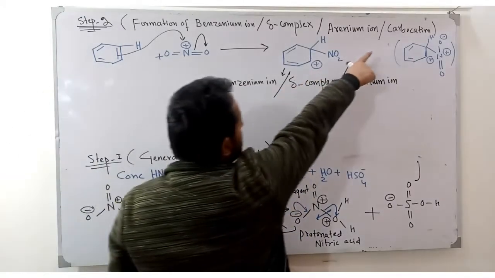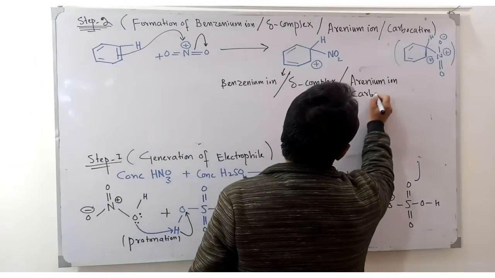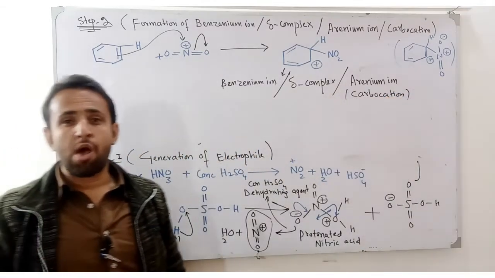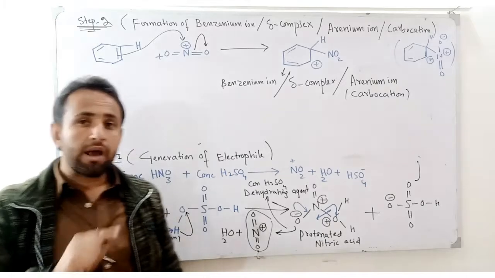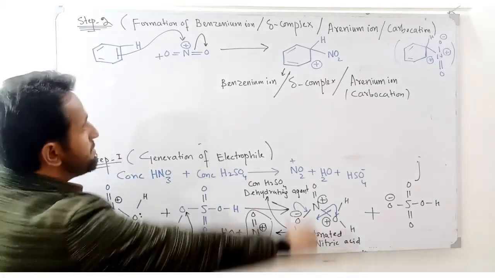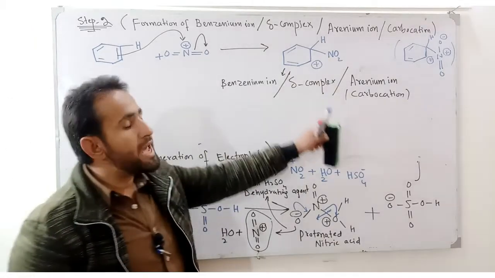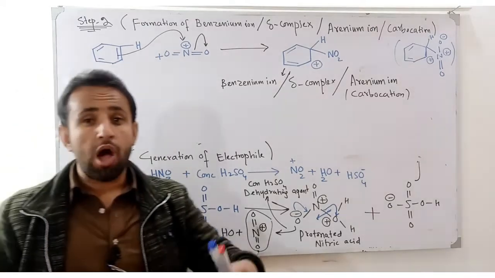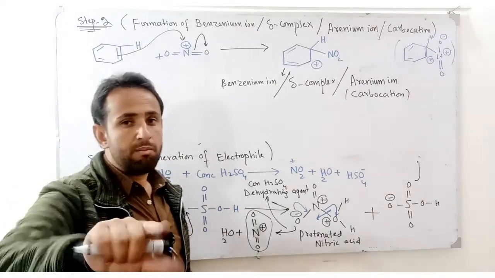The last is very easy, that is carbocation. This is also known as a carbocation. Why? Carbocation is very simple. Whenever there is a positive charge on a carbon atom, it is known as a carbocation, or carbonium ion, as I told. So similar is the case. Here is a positive charge on this carbon atom, that's why it is known as a carbocation. Now it depends upon you, which name you like most and why. Please mention it in the comment box.